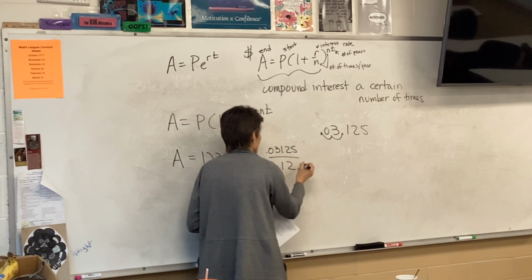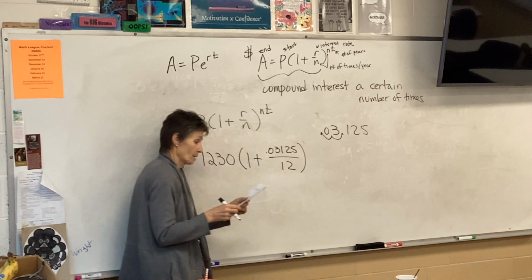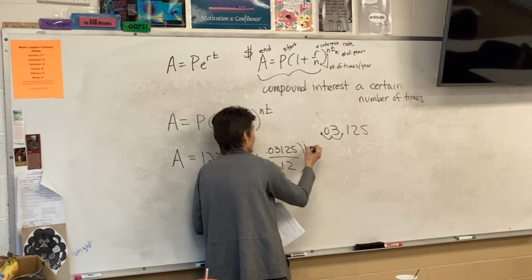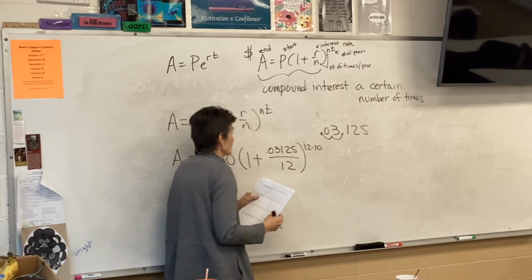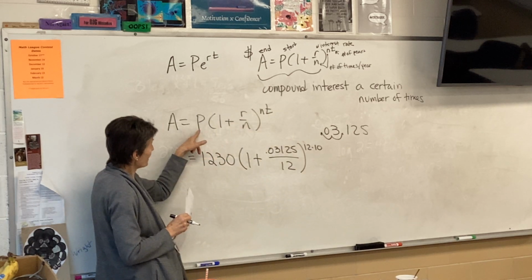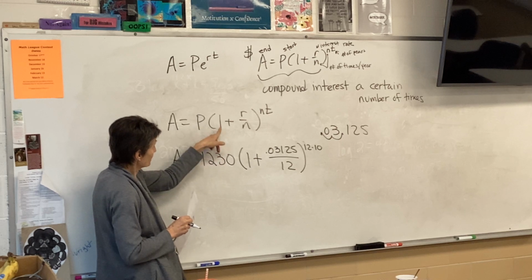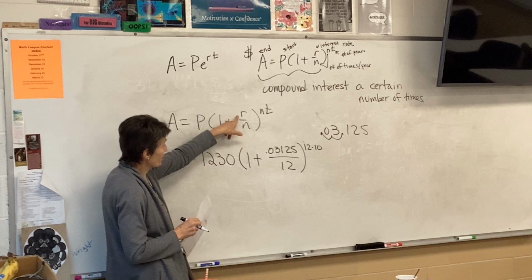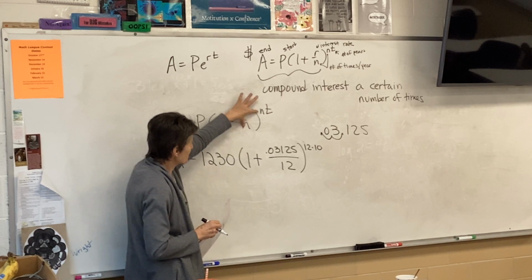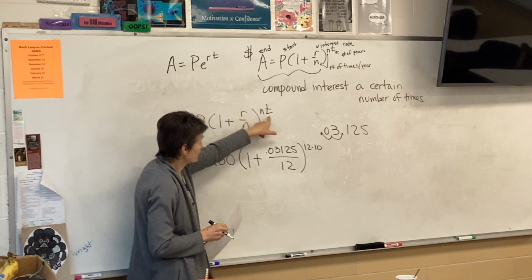compounded monthly for 10 years. So my starting amount is 1230. My interest rate is 0.03125. N is 12, and T is 10 years.